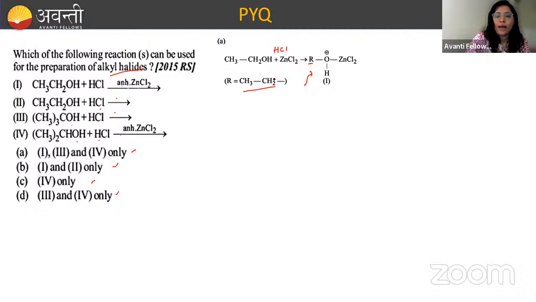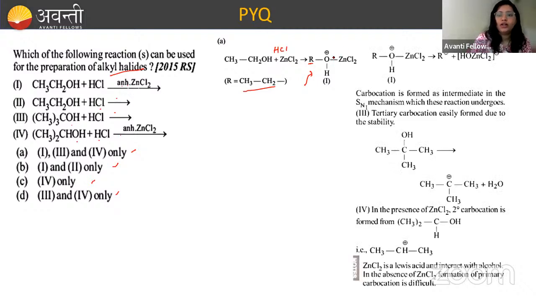After that, the ZnCl2 and O break apart, and there is a formation of a carbocation. This carbocation formed is an intermediate in this SN1 mechanism. The carbocation formed during this reaction is our intermediate, because this reaction is an SN1 type of reaction. Yesterday only we learned about SN2 and SN1.